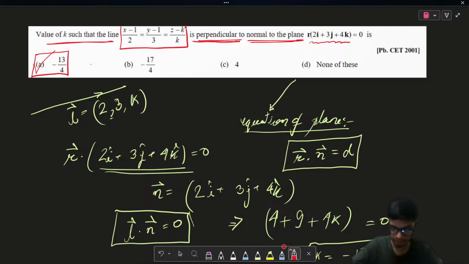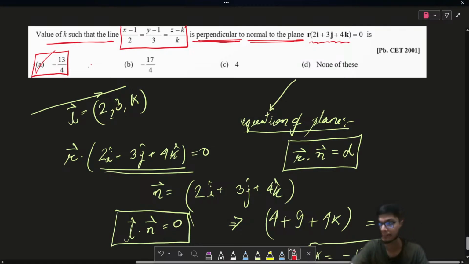Is this part clear to all of you? Please let me know if you have any questions, any confusion. All right. Very straightforward problem, right?